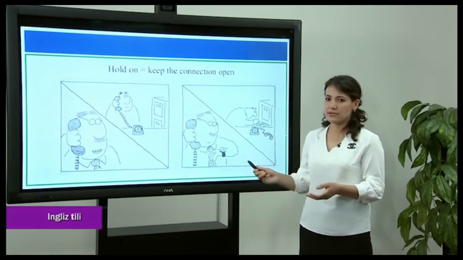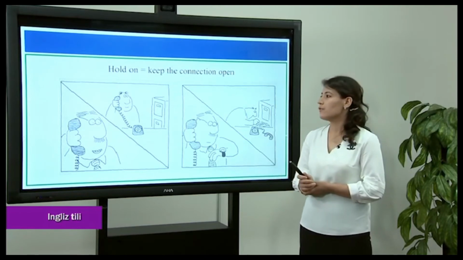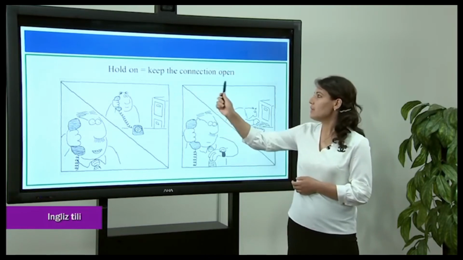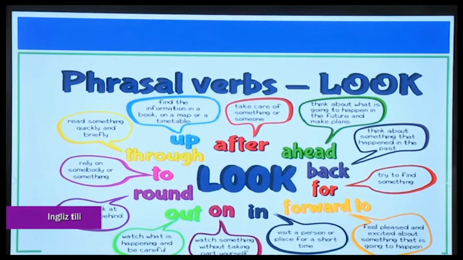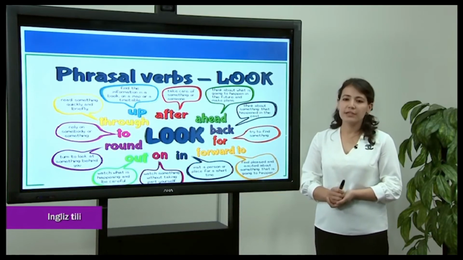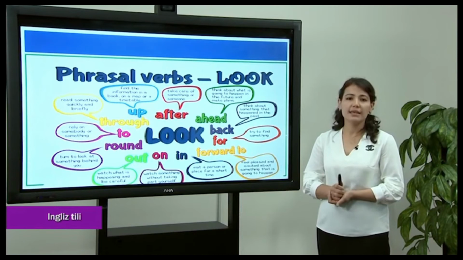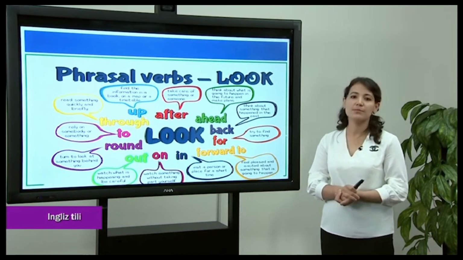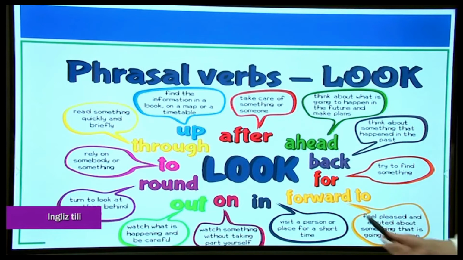Another picture can also be used to give the meaning of the phrasal verb hold on. Keep the conversation open. Another interesting way of teaching phrasal verbs is with the help of a cluster. In this way, you should give one base verb and different prepositions and adverbs that can make up a phrasal verb with this base verb. For example, with the verb look, you can give different prepositions and adverbs: after, ahead, back, for, forward to, and so on.